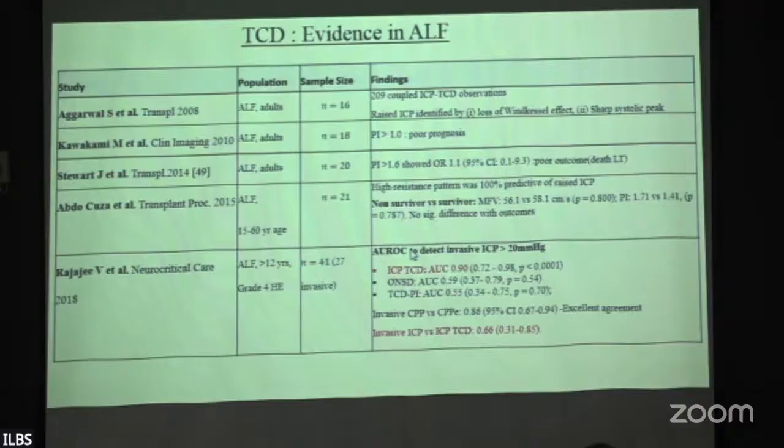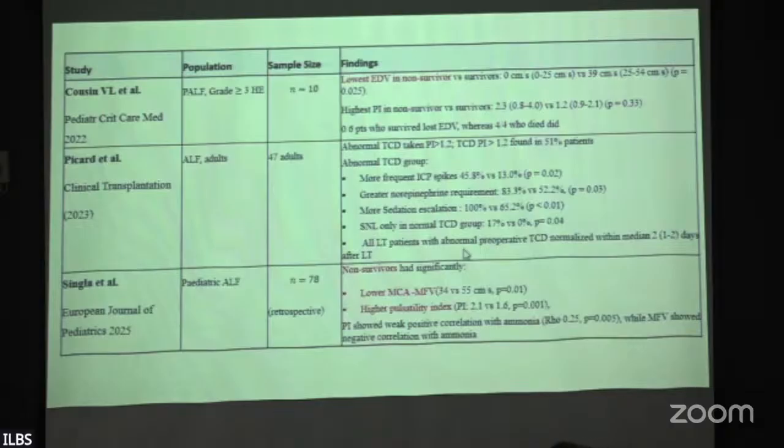An important study by Rajaji et al. has shown that the estimated ICP from that equation closely correlates with the invasive ICP, as they included patients who had invasive monitoring as well as non-invasive monitoring, with an AUC of 0.9 to detect pressures more than 20 millimeters of mercury. A recent pediatric study, published from King's, with retrospective data over the last 10 years, showed that non-survivor children had a significantly lower mean flow velocity in the MCA as well as a higher pulsatility index. The PI showed a weak positive correlation with ammonia, while mean flow velocity showed a negative correlation with ammonia.